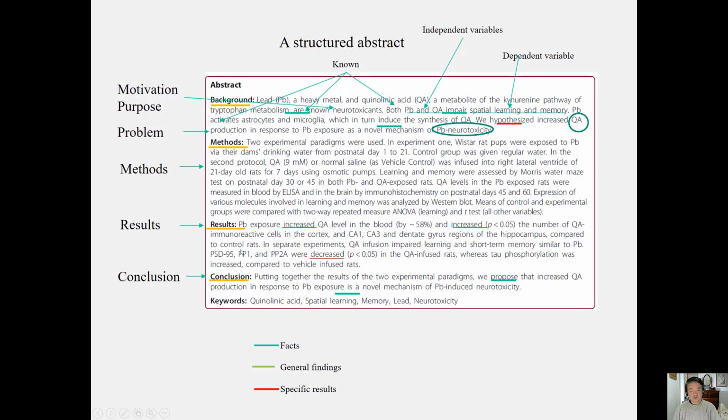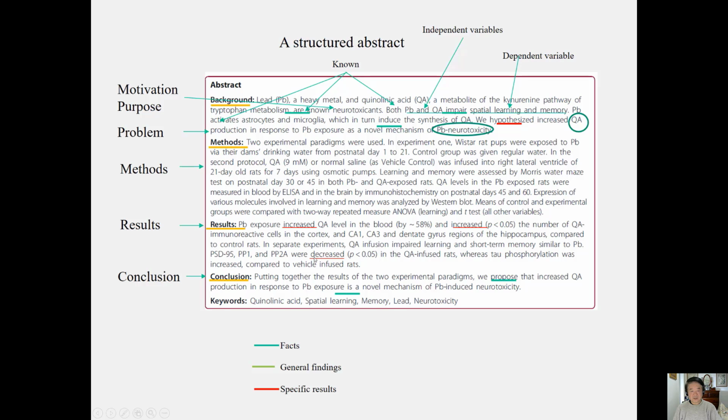Then you come to the results. When you see the results, you need to look for the verbs they have used. For example, they said the lead exposure increased quinolinic acid level, so increased, and also increased here. What did they increase? Increased the number of quinolinic immunoreactive cells in the cortex. Now here again, it says increased.